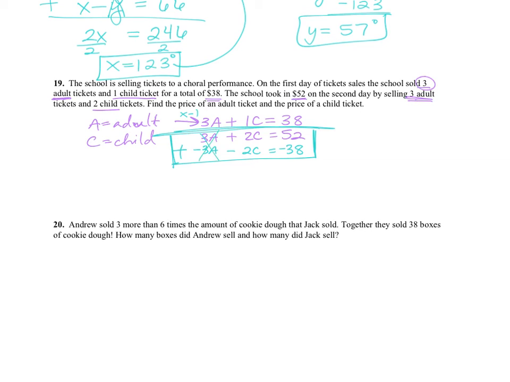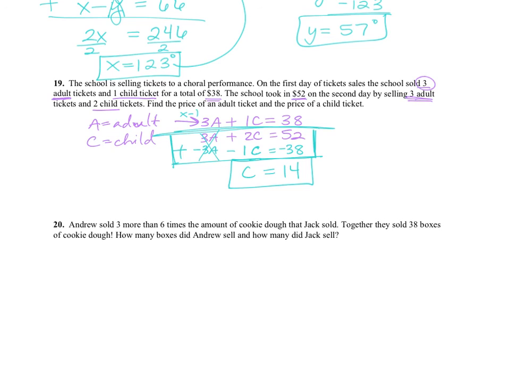So the 3a's are going to zero out. 2c, what did I do? Oh, I made that a 2. Sorry, I messed up. That should be a 1. Multiplied by -1. So 2c plus a -1c is just c. And then 52 plus a -38 is 14. So that means a child ticket costs $14.